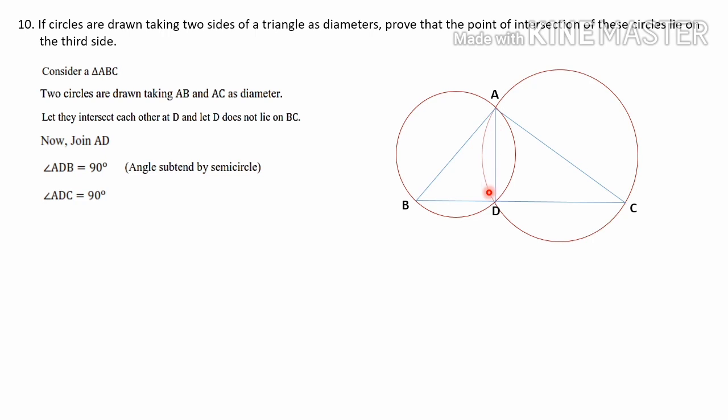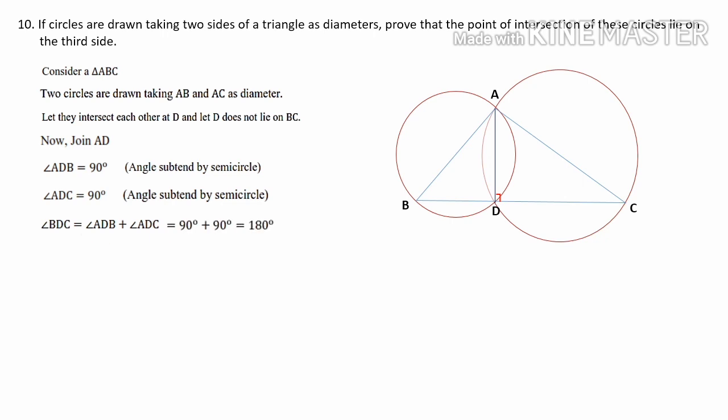Angle ADC is the angle at the semicircle that is 90 degrees. So angle ADC is 90 degrees, for the same reason: angle subtended by a semicircle. Now angle BDC, from the diagram, means there are two angles. If you add the left side angle and the right side angle together, we will get angle BDC. So angle BDC is equal to angle ADB plus angle ADC, right?